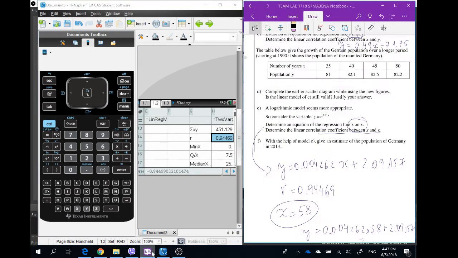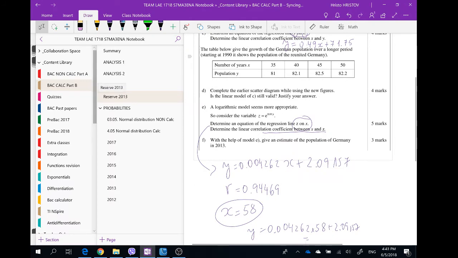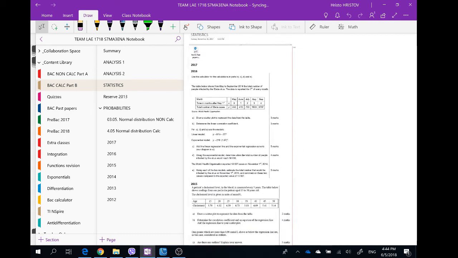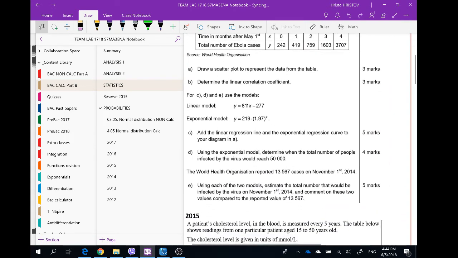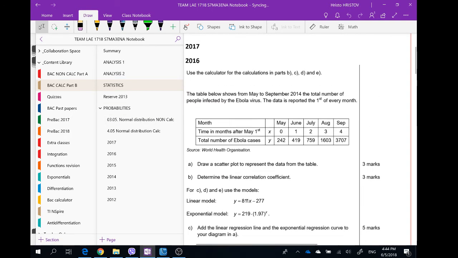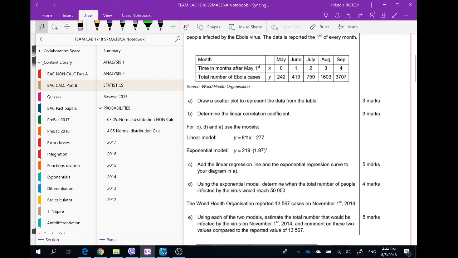What else? Do we have any other questions? There is something else, for example, statistics. Linear model and exponential model in 2016, when we add the data, we can use different models. Add linear regression line and exponential regression curve to your diagram. Okay, let's do this question as well.